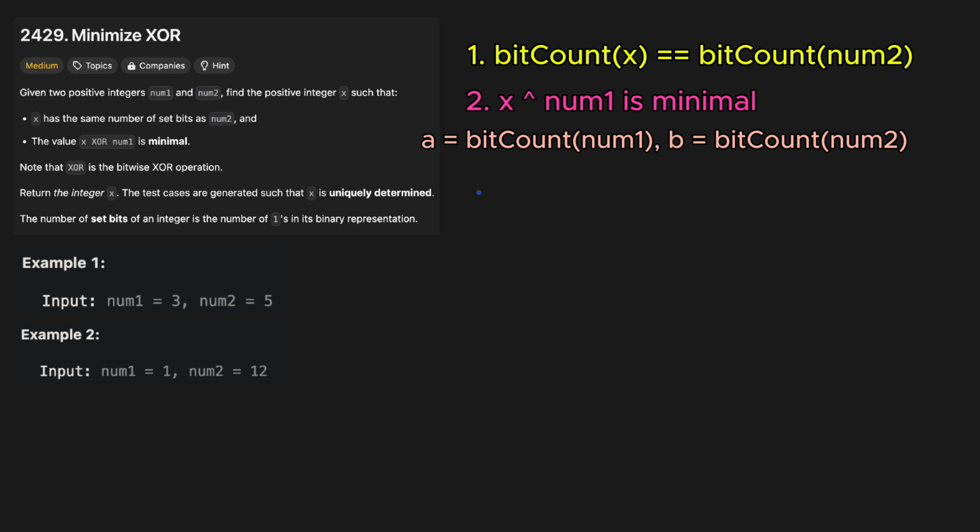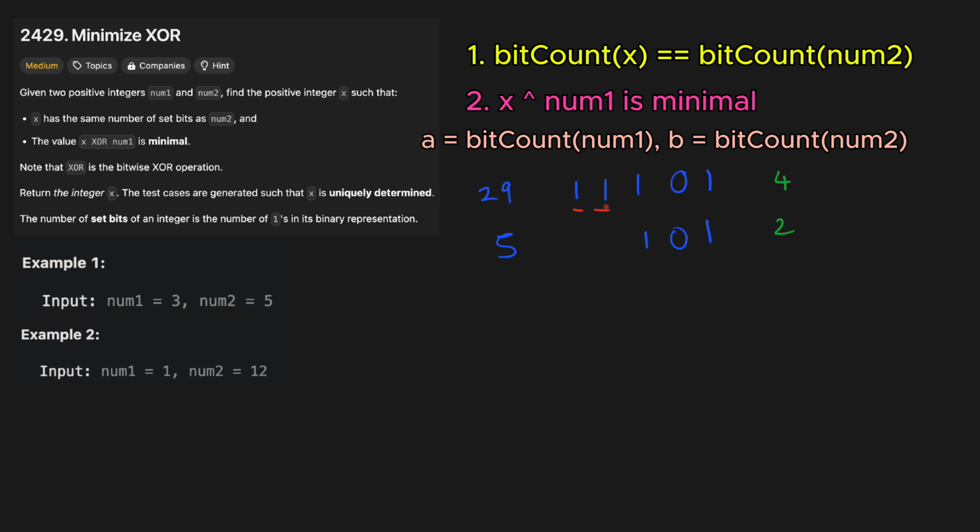For example, consider num1 equal to 29 with binary representation 11101 and num2 equal to 5 with binary representation 101. The number of set bits in num1 and num2 are 4 and 2 respectively. So we need to construct the answer x with 2 set bits, which is the number of set bits in num2. And now the question is, where should we set these 2 bits such that it minimizes x XOR num1? Think about it. Where will placing these bits have the most impact in terms of reducing the XOR value with num1? And the answer is, we should set them at the most significant bit positions where num1 has set bits.